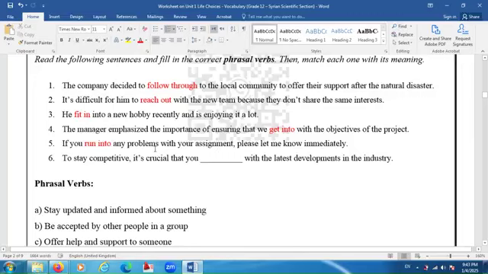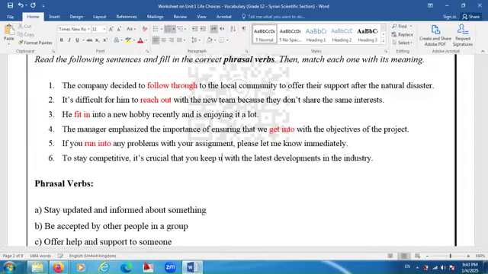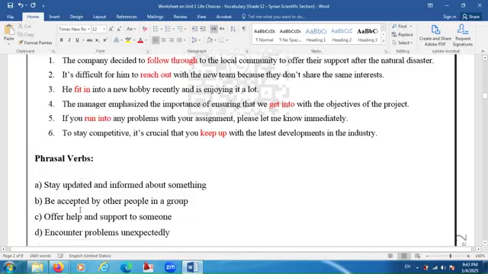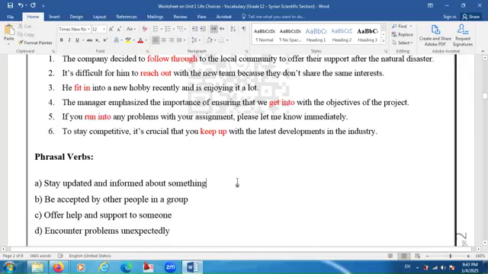And number 6, to stay competitive, it is crucial that you with the latest developments in the industry. To be up to date with, to keep up with, okay? To keep up with, to be up to date. Now, where are the meanings of them? Okay? I will just take the word and I'll try to put the meaning here. Stay updated and informed about something. Keep up.